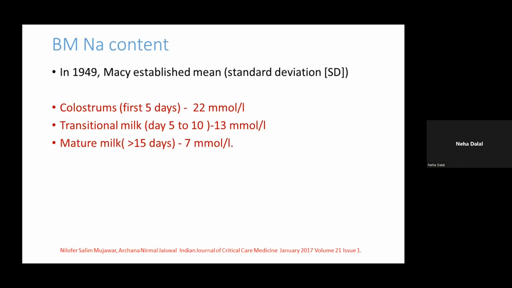It is seen that the initial phases of breast milk contain a higher content of sodium, around 22 millimoles per liter, which further decreases as the milk matures. After 2 weeks, it decreases to about one third of the sodium content. Colostrum contains the maximum sodium content.